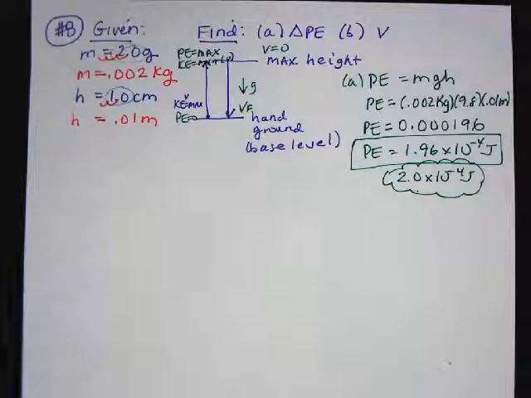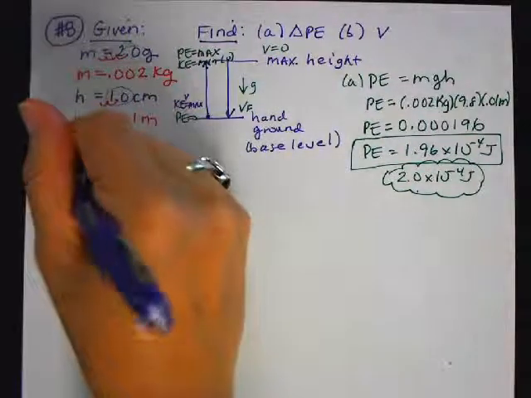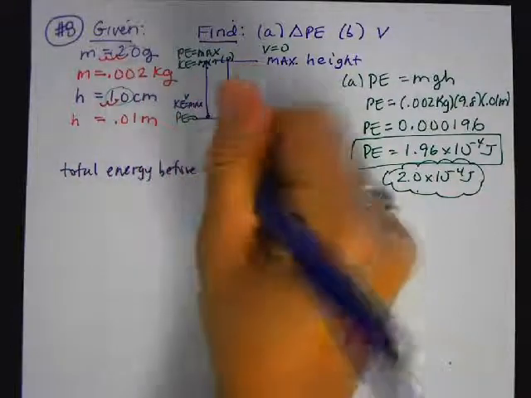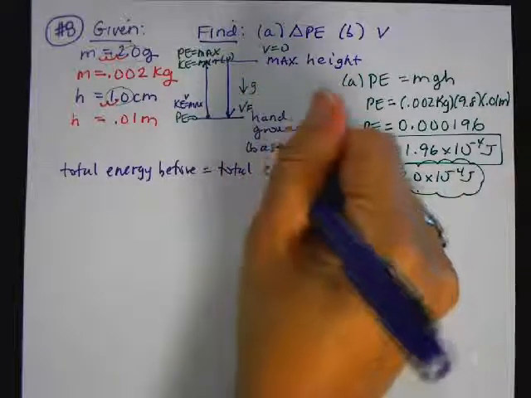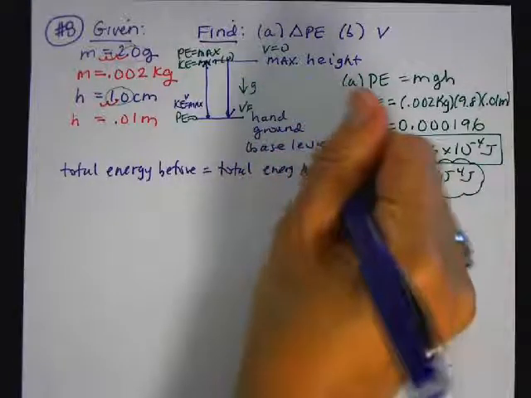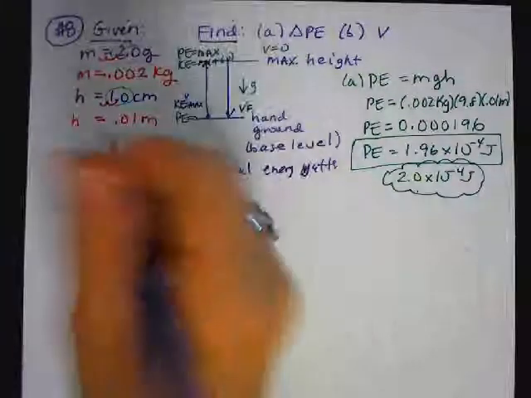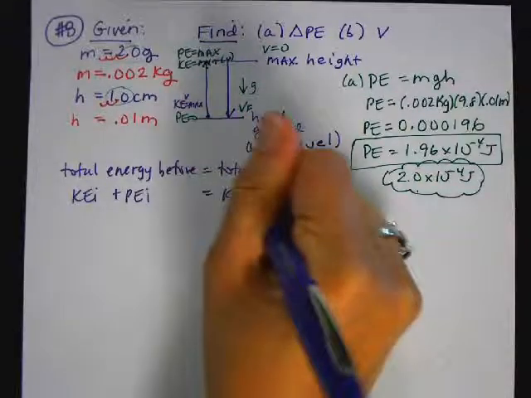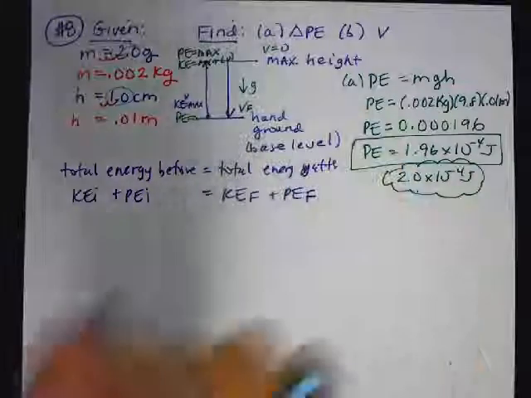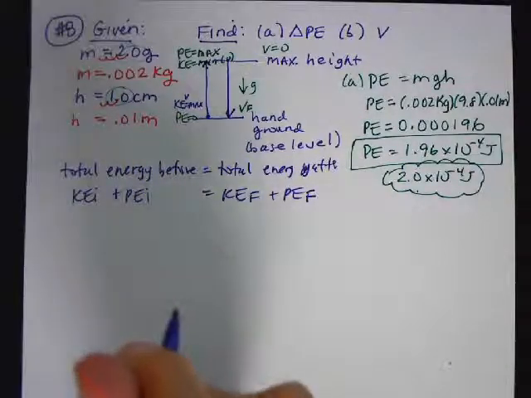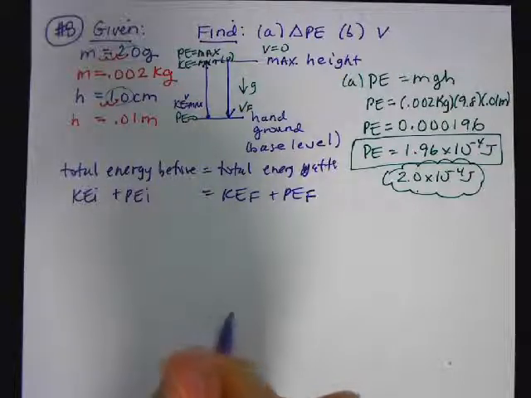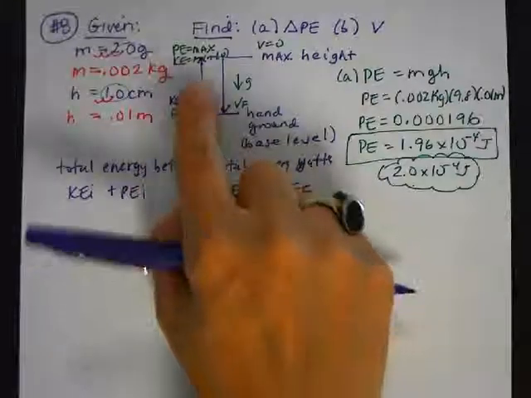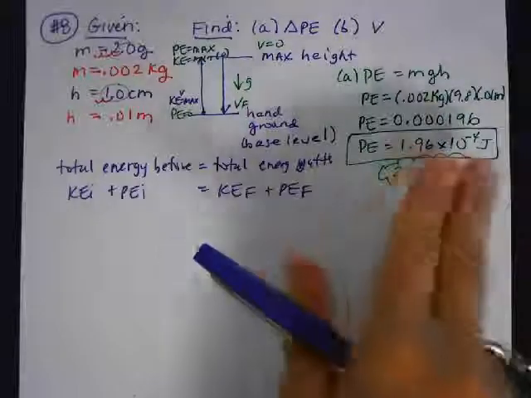So we'll just do conservation of energy. First, in layman's terms, we'll write that the total energy before is equal to the total energy after. So the total energy before is going to be KEi plus PEi is equal to KEf plus PEf. Now, when we do this, we have to figure out, are we doing the top? Are we doing the bottom? Are we doing going up or coming down?